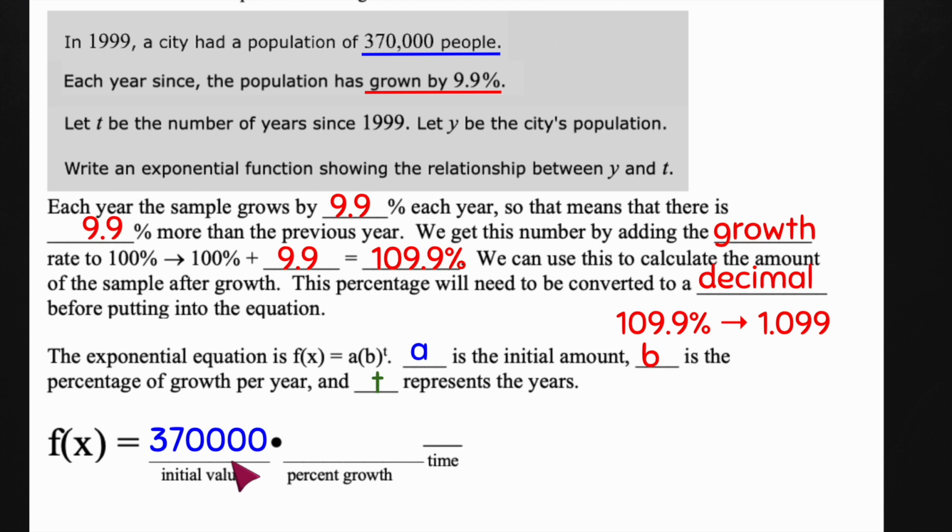So now we're just going to plug this in. We have our 370,000 and we have our percent of growth per year and then t. So we wrote an exponential growth and an exponential decay function, basically a word problem kind of idea. Hopefully that helped, and I'll see you on the next video.